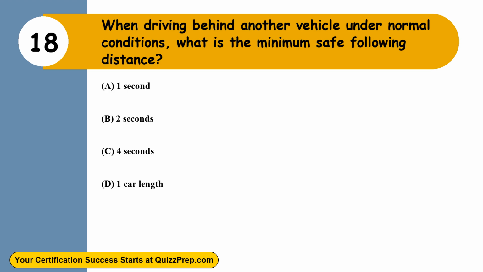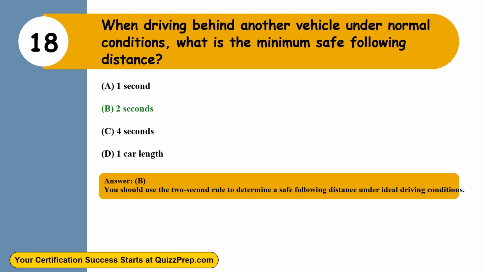Question 18. When driving behind another vehicle under normal conditions, what is the minimum safe following distance? Option A. 1 second. Option B. 2 seconds. Option C. 4 seconds. Option D. 1 car length. The correct answer is option B. 2 seconds. You should use the 2-second rule to determine a safe following distance under ideal driving conditions.